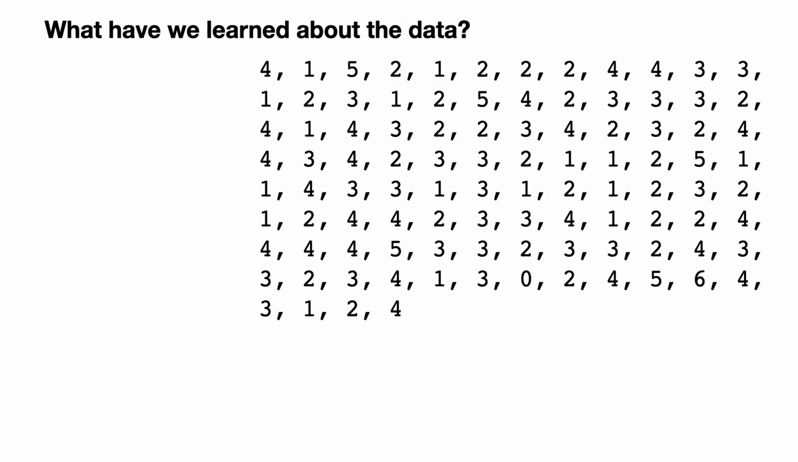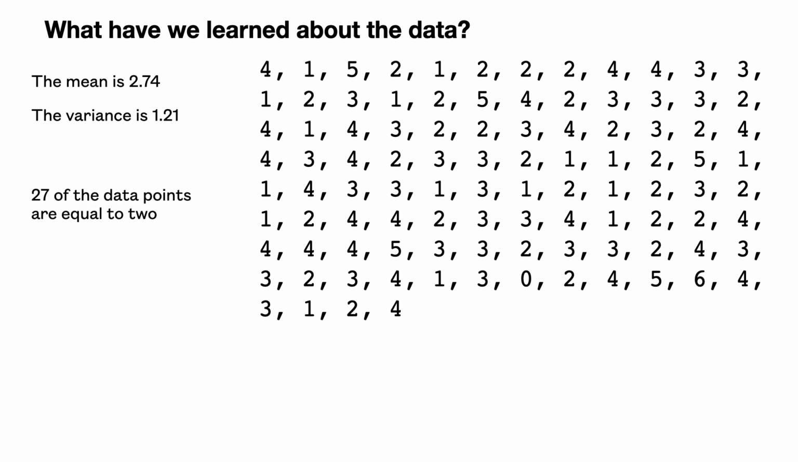So let's summarize by reminding ourselves that we started this video by challenging ourselves to find out something about this dataset. During the video, I have shown you how we can use R to calculate the mean and variance of the dataset. I have also shown you how you can use R to calculate histograms so that we can make statements such as 27 of the data points are equal to 2. Last of all, I have shown you how we can sort the data and compute the cumulative distribution function. We can thus make statements such as 20% of the numbers in the sample are less than or equal to 2.